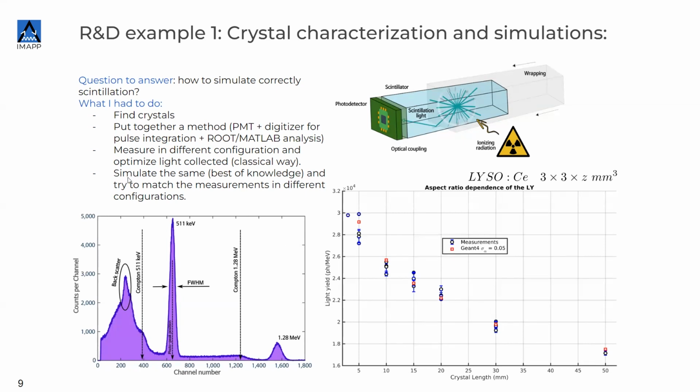And okay, so you have the crystal. You made it to the best of your knowledge. You measured it, and somehow you want to see how this can be simulated. In that case, the trick was to have several lengths of this crystal. It was LYSO, this is the name of the crystal. It's a type of crystal that is widely used in medical physics. It was 3 by 3 millimeters by a certain length, and we had several lengths.